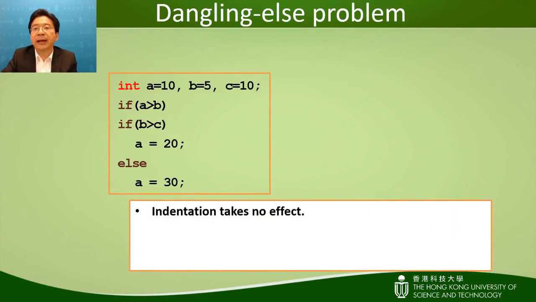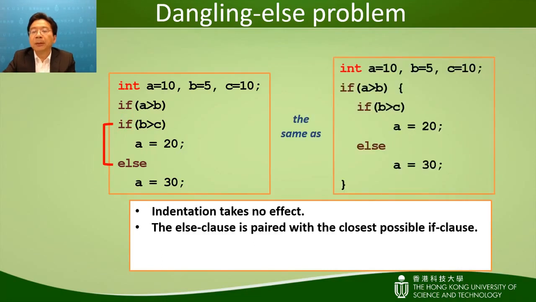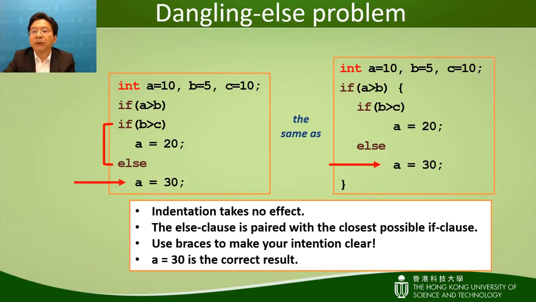Indentation actually has no effect on how the compiler will interpret the blocks of code. In Java, the else clause is paired with the closest possible if clause, in this case the if B greater than C condition. So the code block on the left is the same as the code block on the right with a pair of braces inserted. The result of the evaluation would be setting A to 30 at the end of the execution.